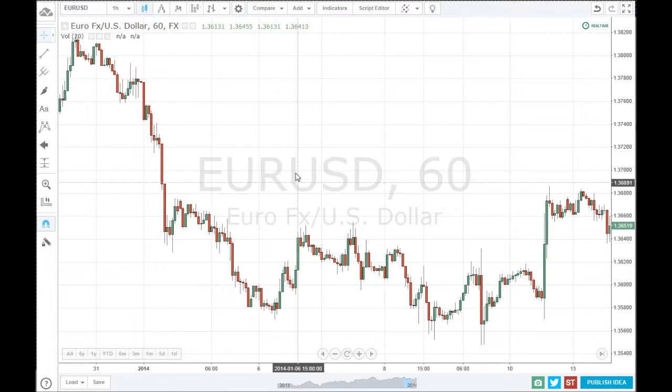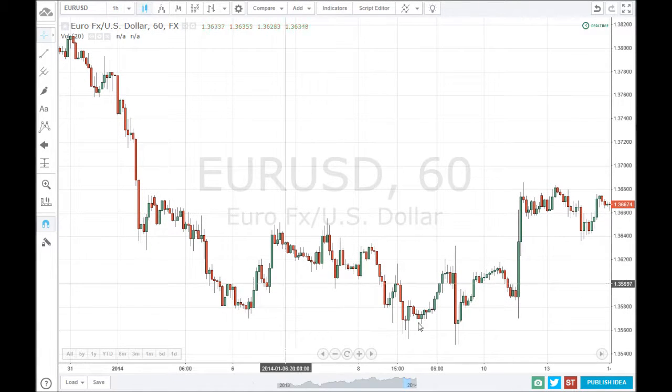This is the Euro USD 1 hour chart. I'll be looking at this price data down here. You'll notice we have a pin bar here, and we looked at pin bars in our last video, which can signal a reversal. There's also a pin bar here. Price comes up, we have a pin bar, and price then goes on the downside. But let's look at some doji candles.